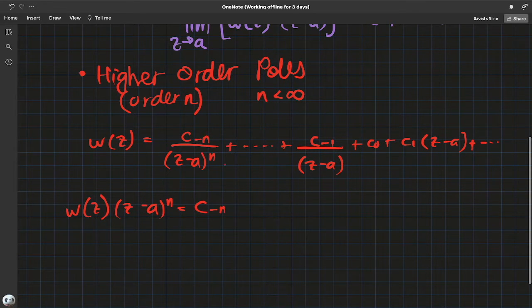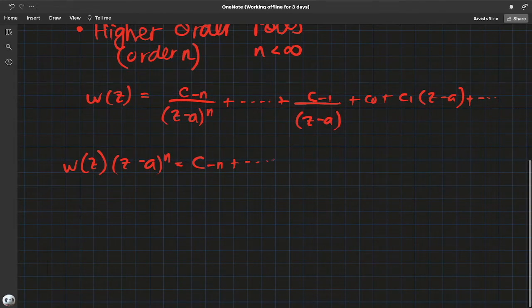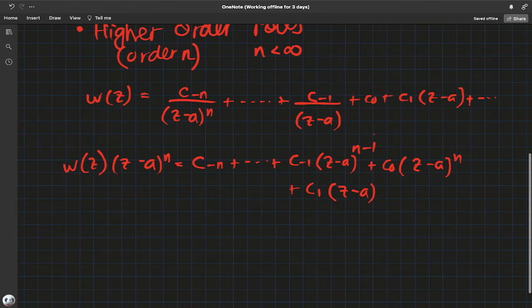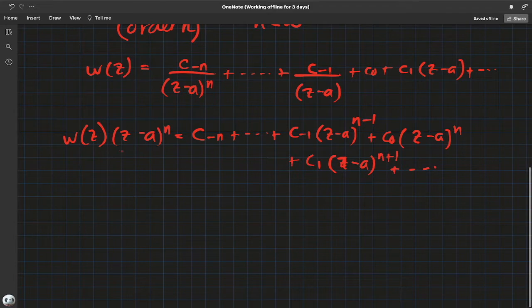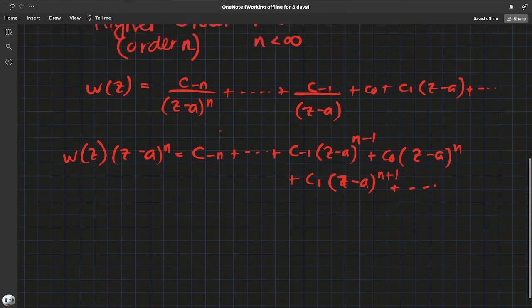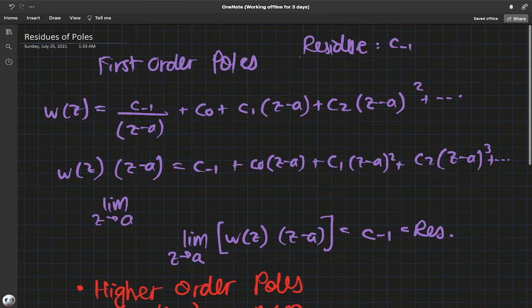So c sub minus n, plus c sub minus 1 times (z minus a) to the n minus 1, plus c naught times (z minus a) to the n, plus c1 times (z minus a) to the n plus 1, and so forth. Well, the issue is, if we now take the limit as z goes to a, everything else will go away. Even c sub minus 1 will go away, and we'll end up with c sub negative n, which we don't want clearly, because the residue is c sub minus 1.